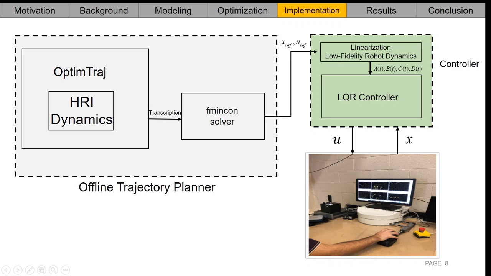Here is the general scheme of our planner and controller. The planner runs offline and produces the state and input trajectories. These values are then utilized in online control within the LQR framework. At each iteration, the low-fidelity robot model is linearized around the trajectories, and then the linear model is used by LQR to produce the input. The input is then applied on the robot to produce the next state for the next iteration. This process continues until the end of the desired trajectory.